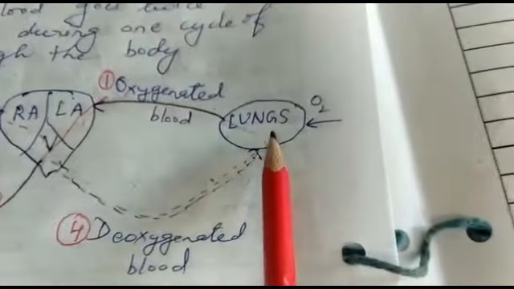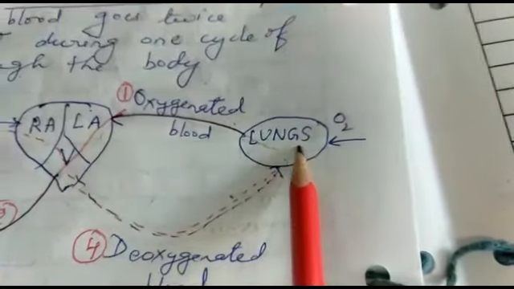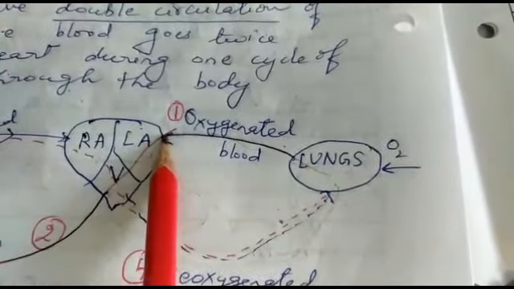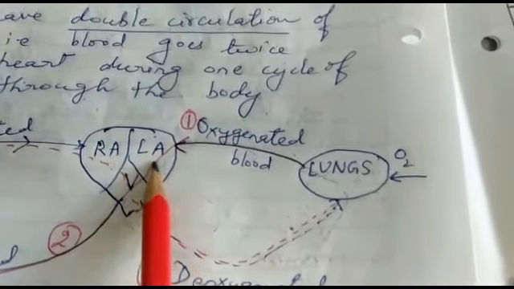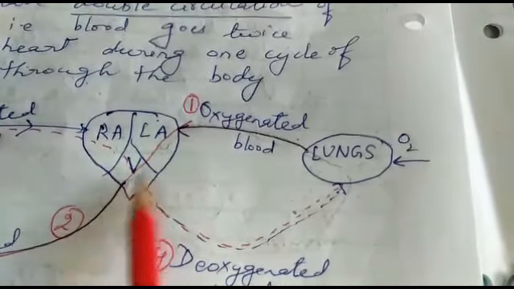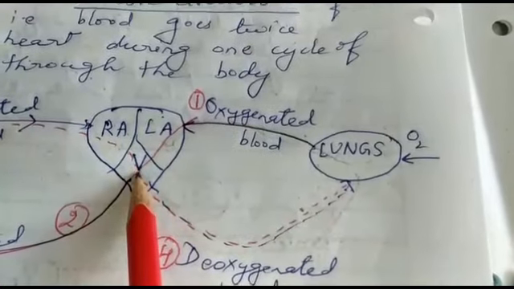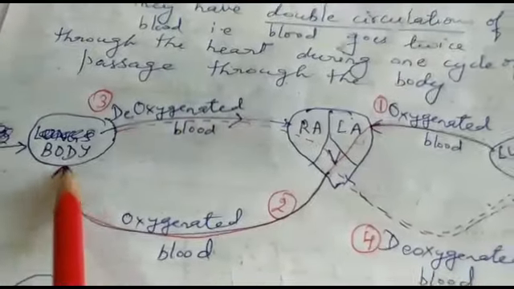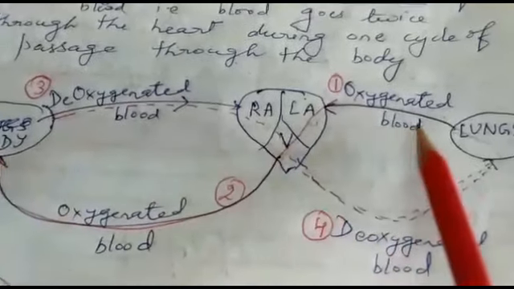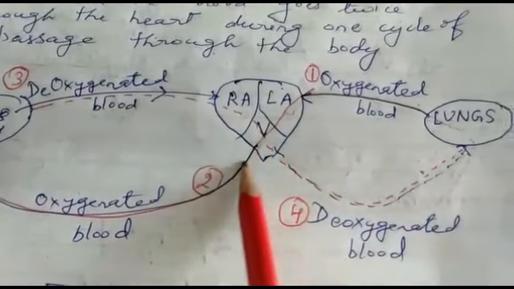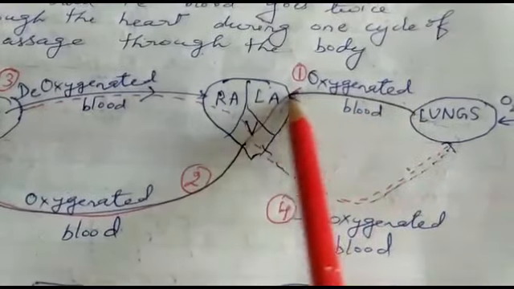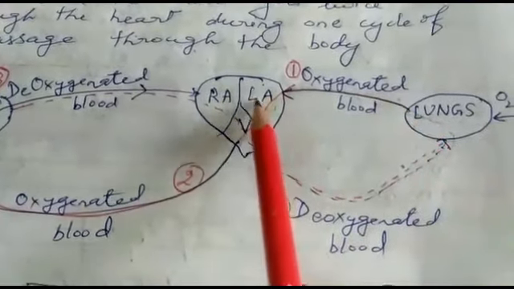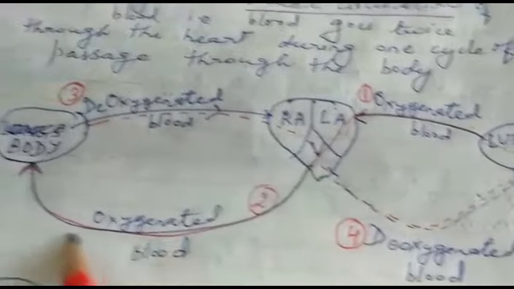First of all, lungs. Lungs will get oxygen and will make blood oxygenated. Now this oxygenated blood will be received by the left auricle, then it will pass on to the ventricle, and from the ventricle it will be pumped to the various body cells. So this is the first circulation of blood through the heart. Oxygenated blood is circulating via this path: lung, left auricle, ventricle, and then to the body cells.